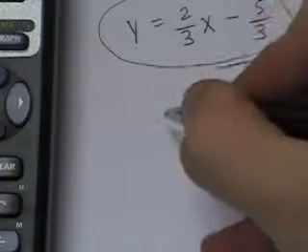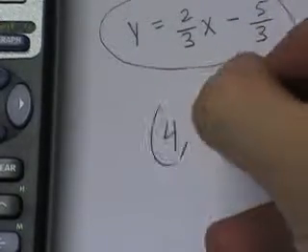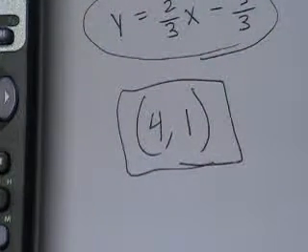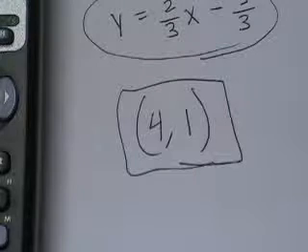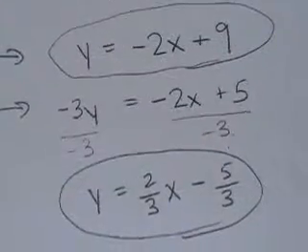Now, go back to my paper. I'm going to write that down. X equals 4, y equals 1. That should be my solution. Now, if I was so inclined, I could take this solution and plug it into one of my equations and check it. Let's do that.